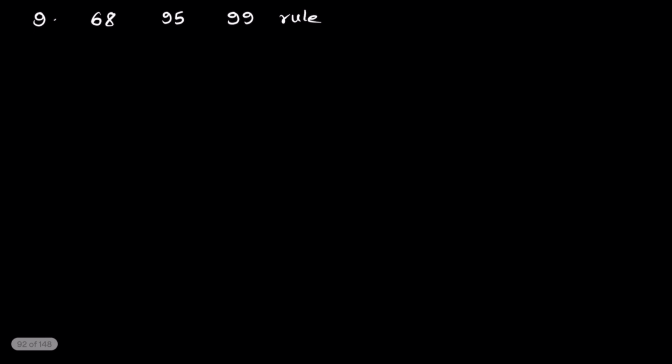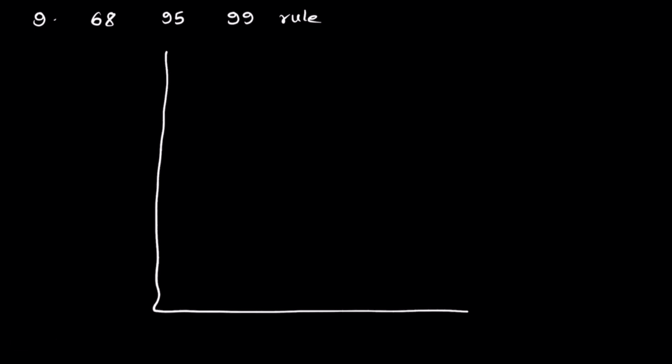If you don't understand these stuff, let me make it more clear with the help of a rule that is applicable for normal distribution. And this rule is called your 68, 95, 99 rule. Let me show you what this means. Let me draw a huge graph.